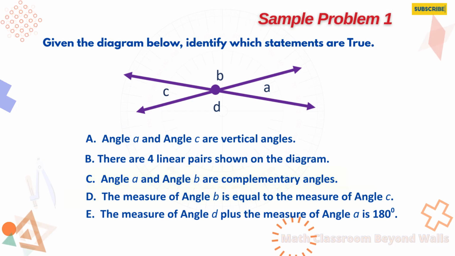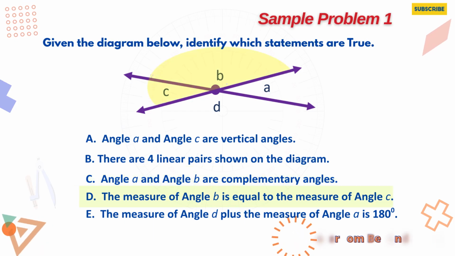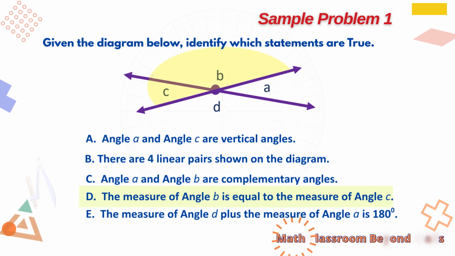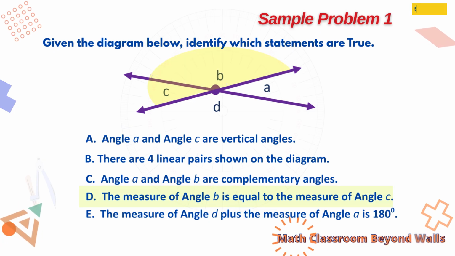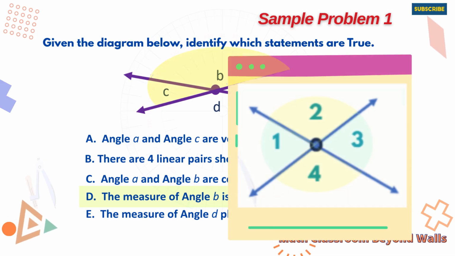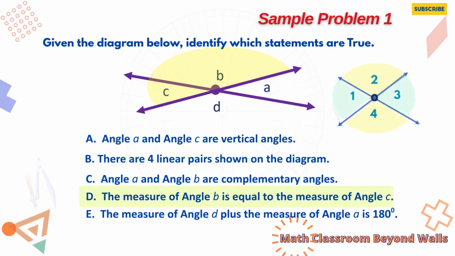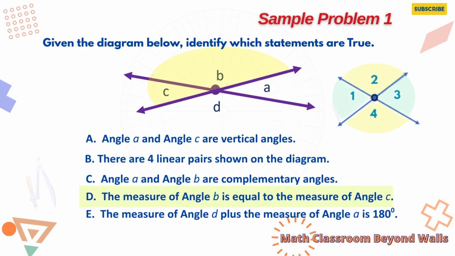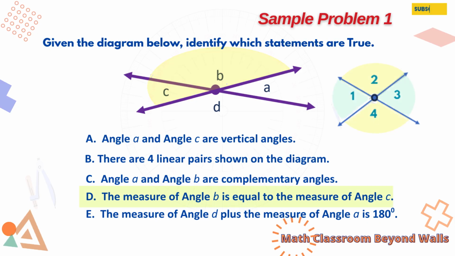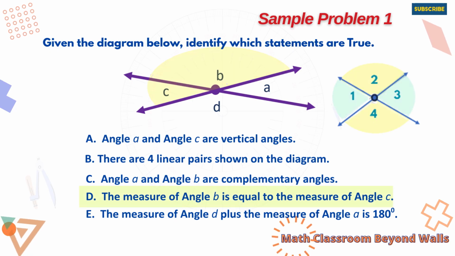Now on to option D. It states that the measure of angle B is equal to the measure of angle C. Now, we have to ask ourselves this question. What type of angle pair has both angles equal in measure? Correct, vertical angles. Let us examine our diagram to find out if angle B and angle C are vertical angles. Are they vertical angles? No, they're not, so the statement is not true.